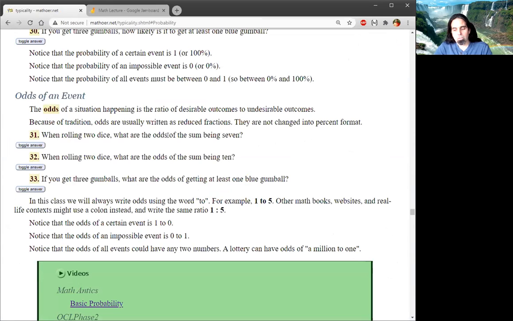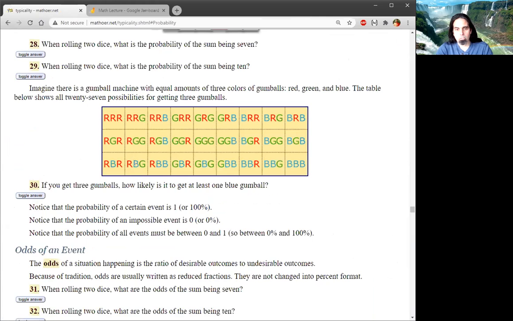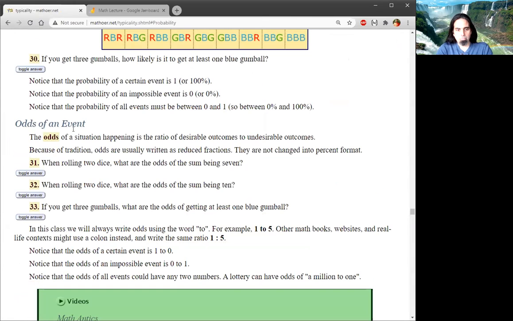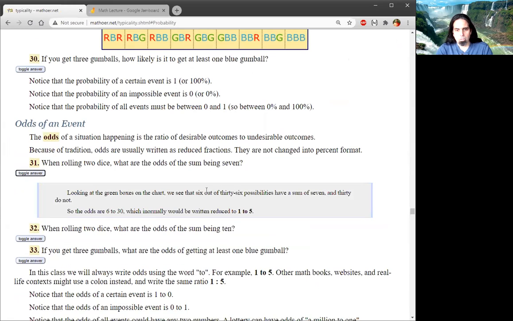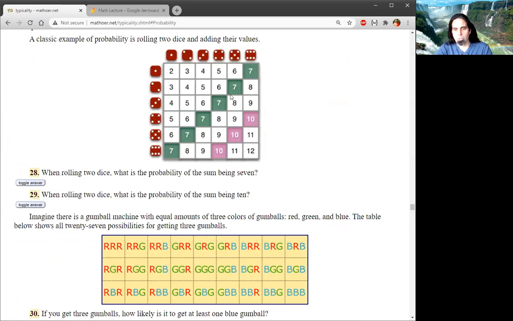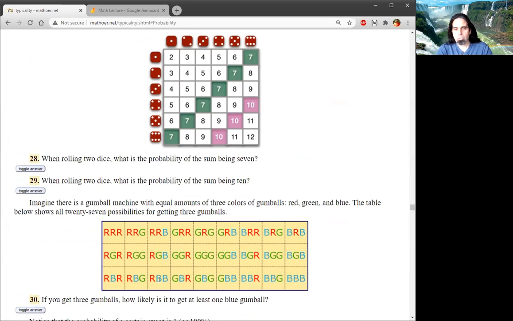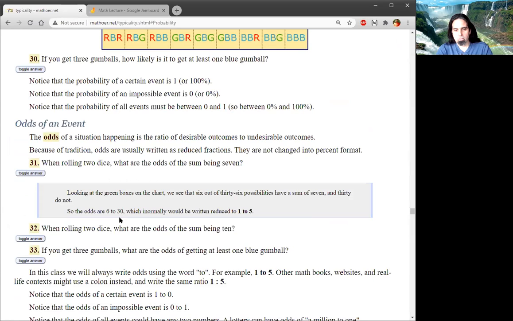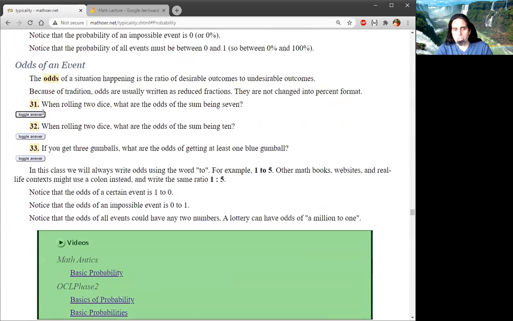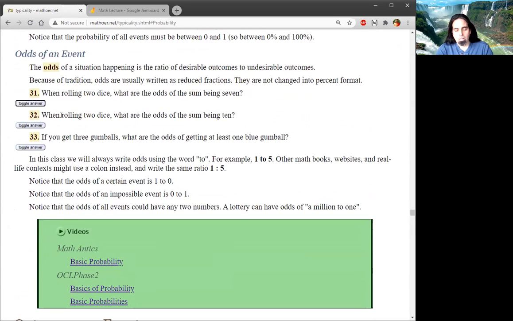So again, we have the problems from the highlighted diagonals about 7 and 10. What are the odds for it being 7? There were 6 of them that were green. So that means that 36 minus those 6 is 30 that were not. So 6 to 30 becomes 1 to 5, and so on. Try and do these two more problems about odds for the sum being 10 and the gumballs.